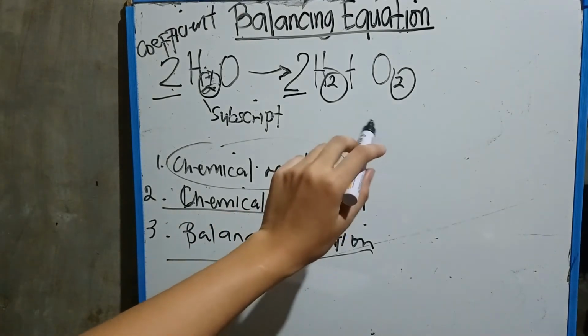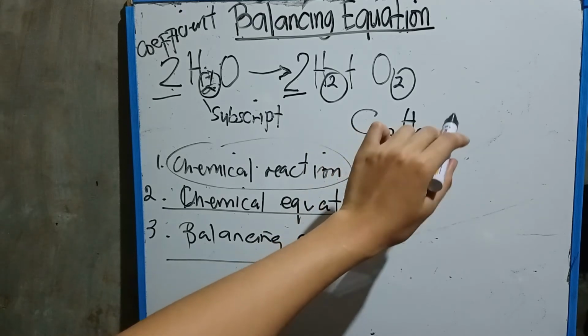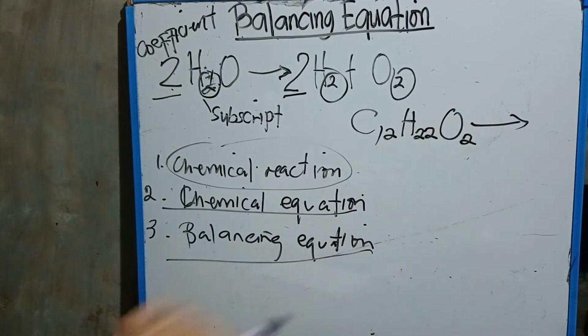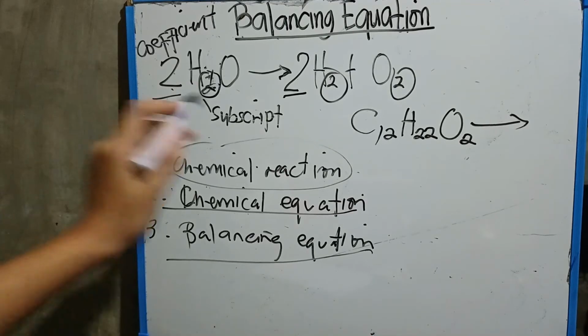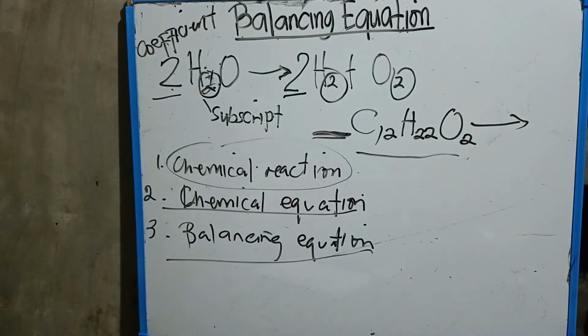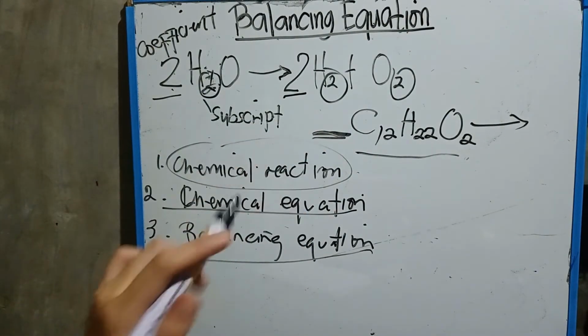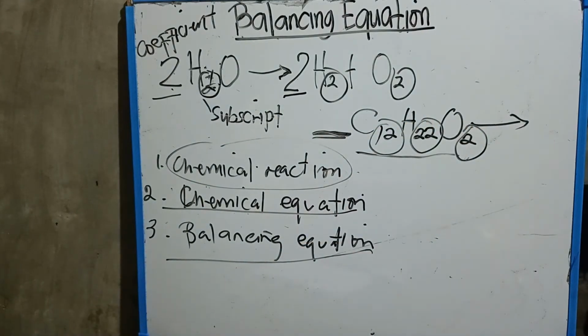Another one is the sugar, C12H22O11, and then a decomposition happens. In order to balance the equation, you need to write a coefficient before the compound. Another rule is do not change the subscript. It stays constant and you cannot change it. Just like this example.